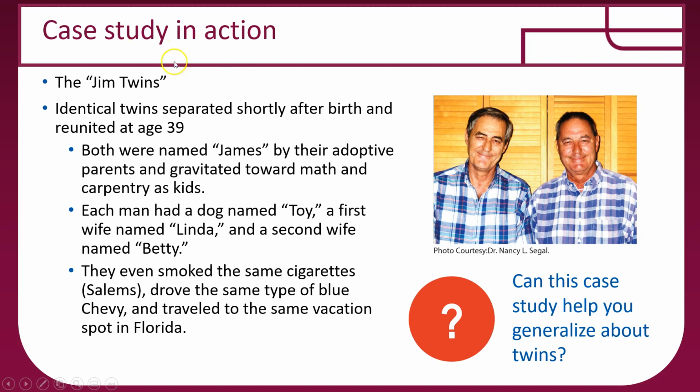Other case studies in action, the Jim twins. This is identical twins who were separated shortly after birth and reunited at age 39. There's some really great videos. You could look up the Jim twins. And we can then study how similar or different are identical twins who are raised apart. And in this case, you can see they were both named James by their adoptive parents. They both liked math and carpentry.